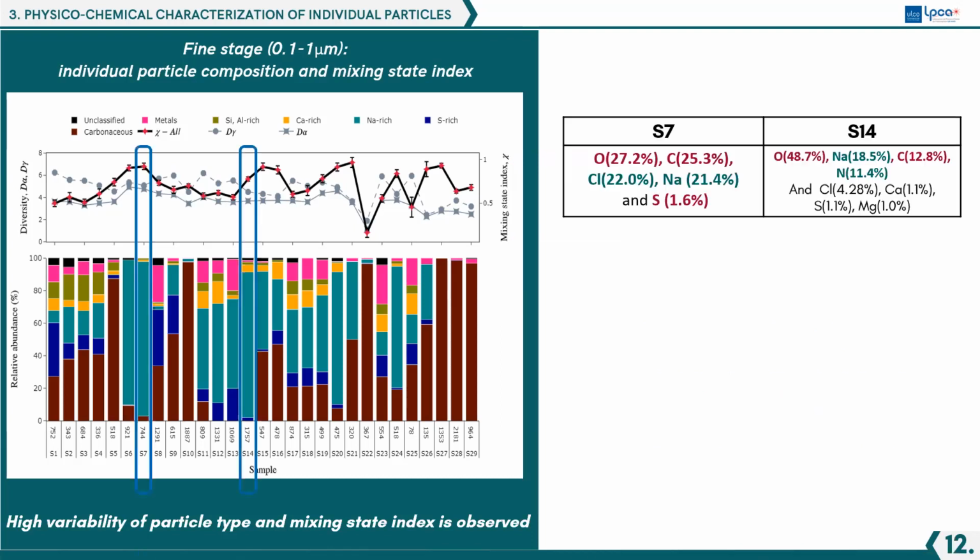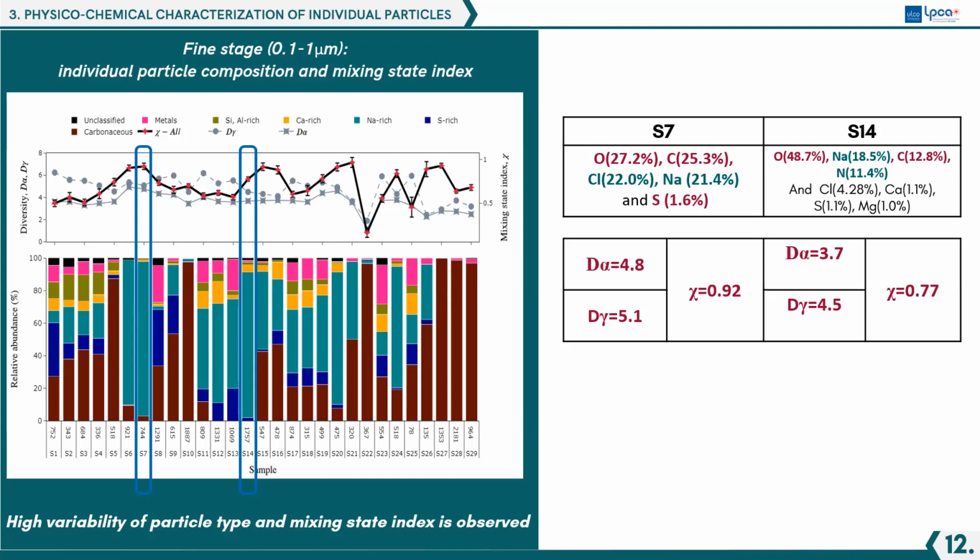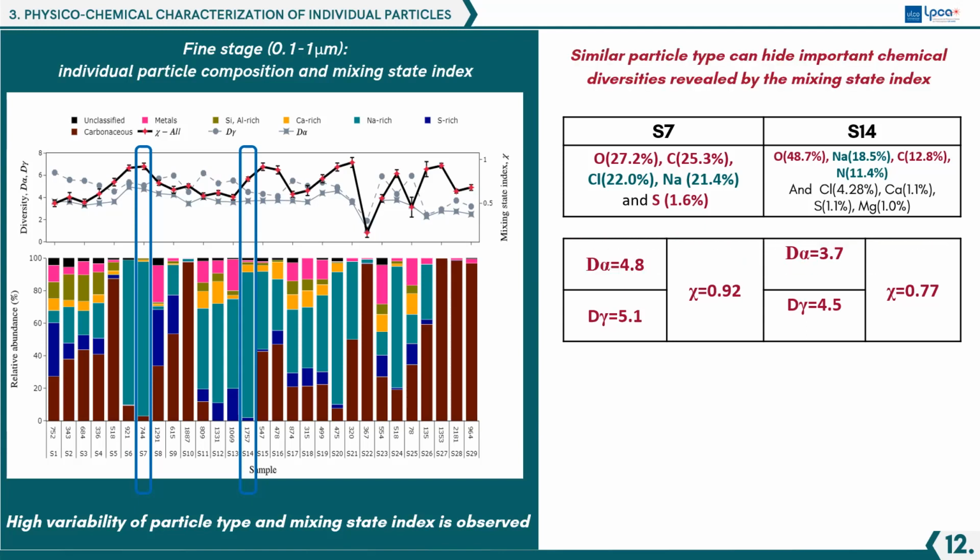After observing this, we also made another observation. If you compare, for example, samples S7 and S14, you see that they appear similar on the figure. However, when you look at their elemental composition, you have 5 elements for the S7 sample and 8 elements composing the sample, like the NRH type in sample 14. So with the naked eye, you cannot really see this difference. When you calculate their mixing state index, you see that the S7 sample has a mixing state index equal to 0.92, whereas S14 has a mixing state index equal to 0.77. This allows us to say that similar particle types can hide important chemical diversities revealed by the mixing state index.